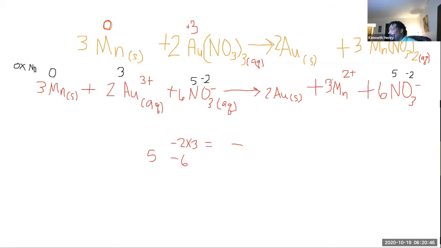And then, it's aqueous. I don't know. What about the manganese? Three. The manganese is going to be 3.